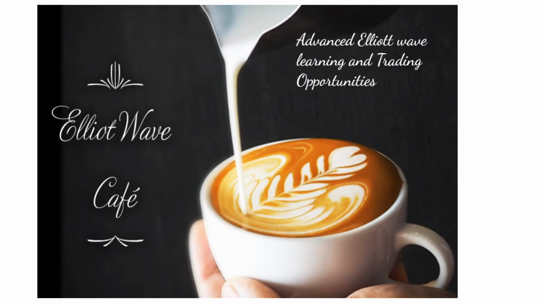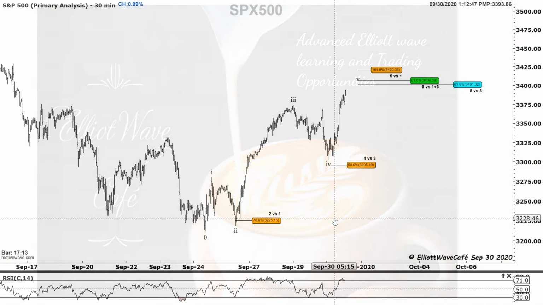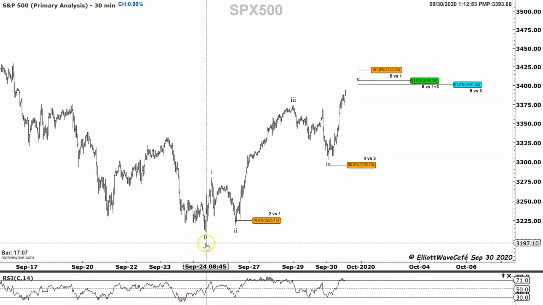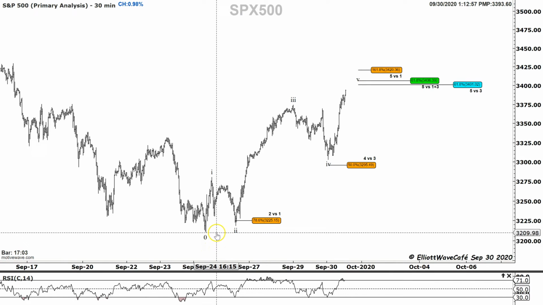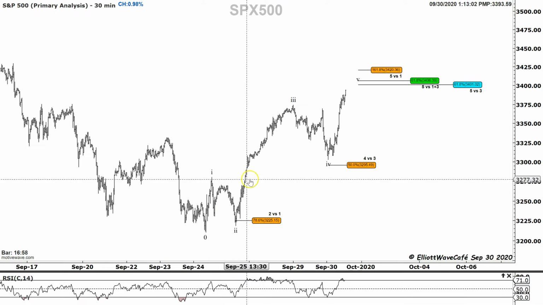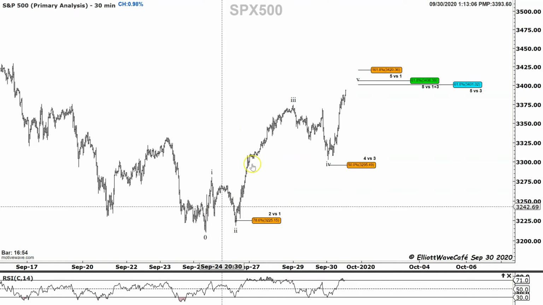Hello everyone, I wanted to do a quick episode on what's a perfect Elliott wave pattern. So here it is. I'm going to take you to the S&P 500, and this is a very recent chart. We're looking at about a 30-minute time frame, and you can see the markets made a low back on September 24th, as low as about 32.10, and since those lows we've made a nice impulsive move to the upside. This is what I characterize as a perfect Elliott wave pattern.